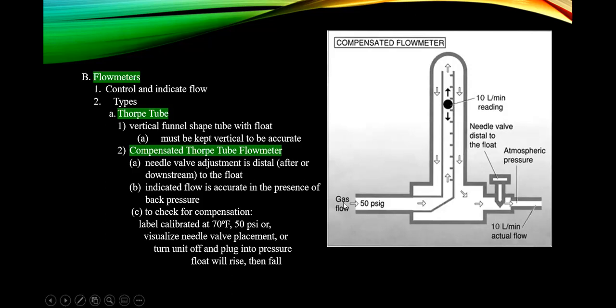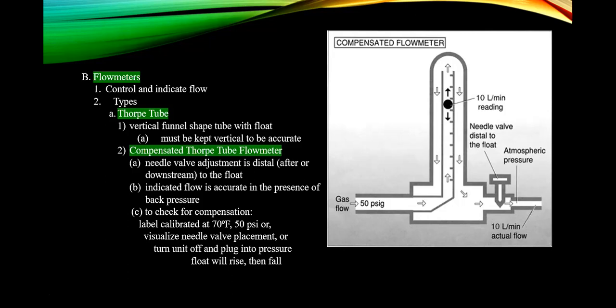See, this is the gas flow coming from the wall. So the wall will be right here, okay? This is the float, that little ball that's inside of the flow meter. If the needle valve is distal to the float, or after the float, it's compensated. If the needle valve was over here and proximal to the float, it will be non-compensated, okay? We want a compensated flow meter because that lets us know if there's an interruption in the flow, right? If something happens and the nasal cannula or whatever becomes kinked, then the ball will start to drop.